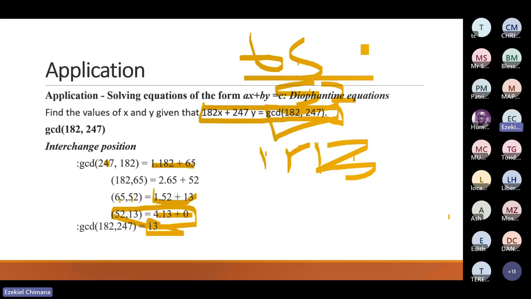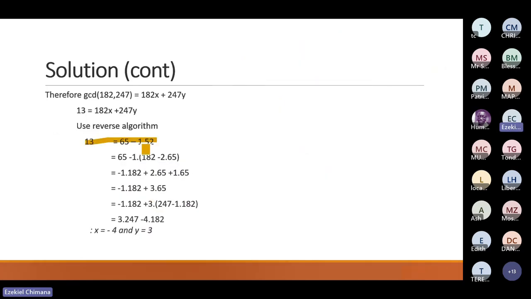52 into 65, it's 1 remainder what? Remainder 13. So you can just say 52 times 1 plus this 13, you can always get this 65. So you can also say 13 is equal to 65 minus this 52. That's the working that you have to do there. So if you look at this one, we've just said 13 is equal to 65 minus 1 times 52.